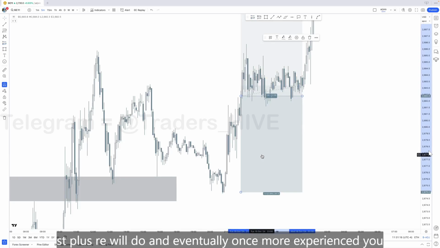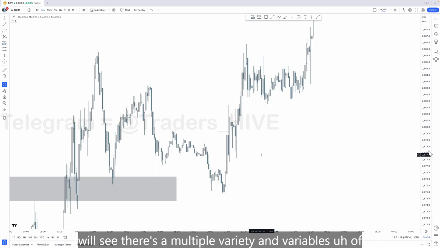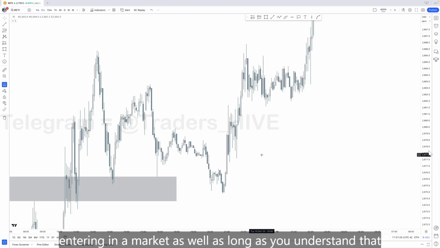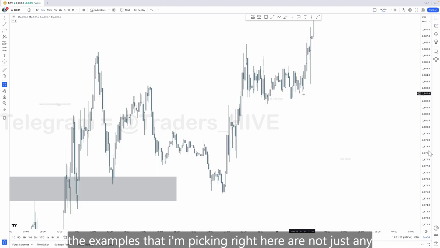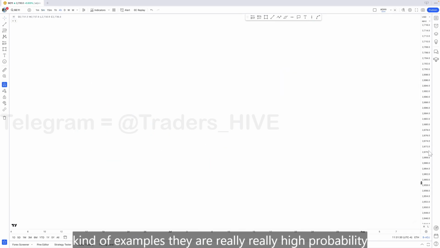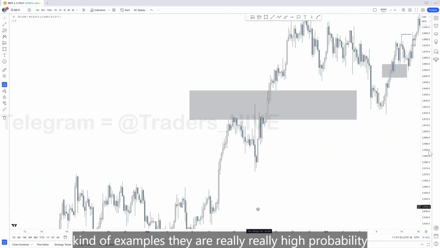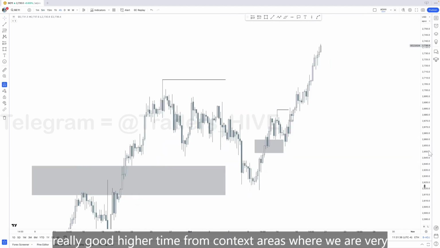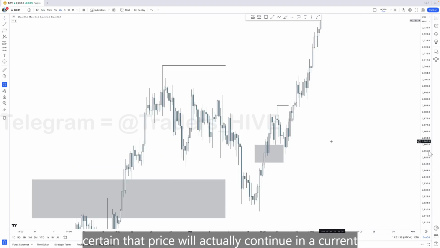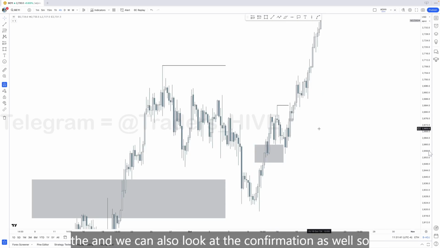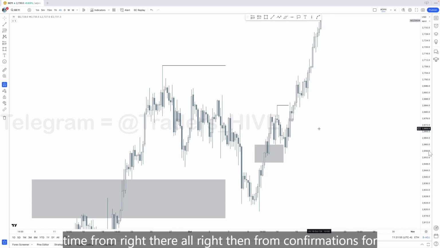And eventually, once more experienced, you will see there's a multiple variety and variables of entering in a market as well. As long as you understand that the examples that I'm picking right here are not just any kind of examples. They are really, really high probability, really good higher time frame context areas where we are very certain that price will actually continue in that direction as well. That's the most important part. The lower time frame order flow, again, we'll create a separate video on it about entry techniques, potentially even an entry module, but it's not the most important part. It's all about the higher time frame right there.